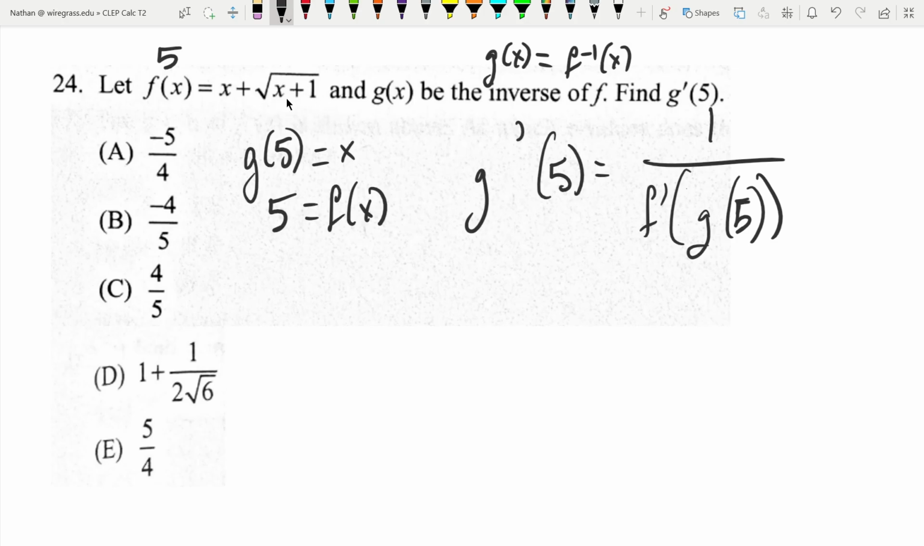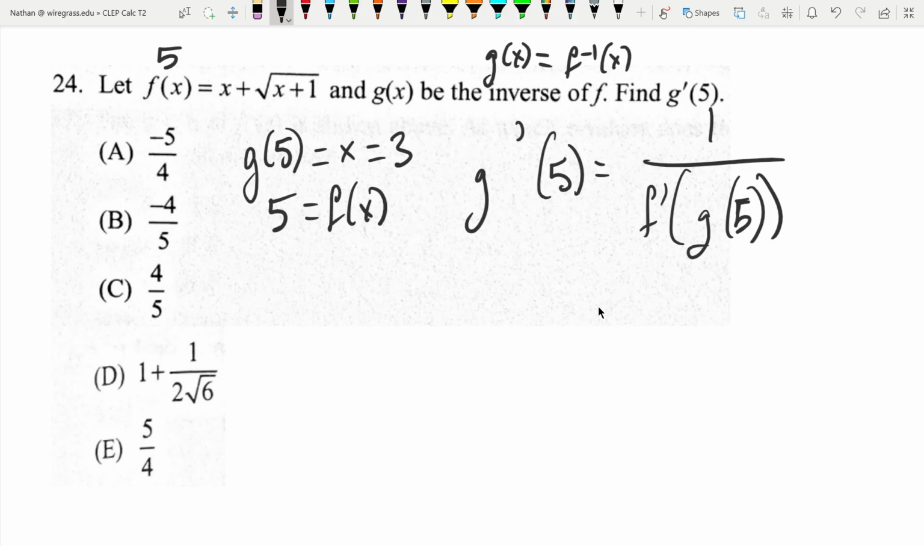So let's try some number that works. You can try 0, but the square root of 1 is just 1. So let's try to get 4 here. 4 underneath would require x equal to 3. So 3 plus 1 is 4, the square root of 4 is 2, and 3 plus 2 is 5. So the only way this can be true is if x equals 3. So g of 5 equals 3.